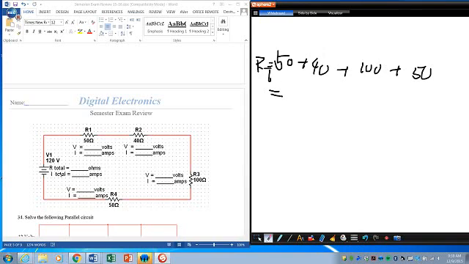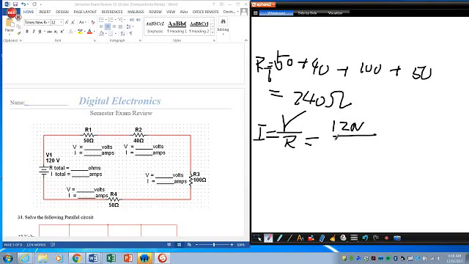So we can know for sure our R total is 240 ohms, because we can always solve for the R total when we have a series circuit. To find the current, you should know the equation by heart: V divided by R. Our voltage is 120, our resistance is 240, and it should give you 0.5. That's your I total. Since this is a series circuit, we know the current is the same.